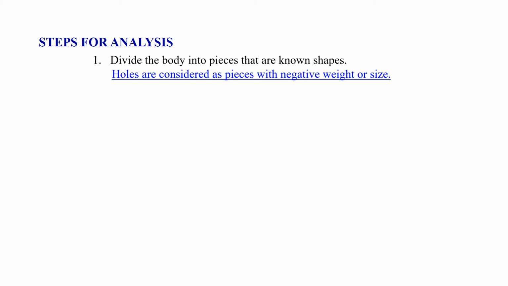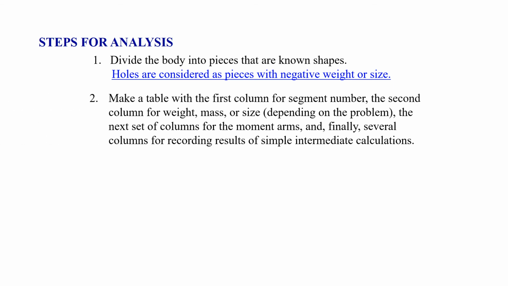First, divide the body into pieces that are known shapes. If you have a hole, you consider that as a piece of the material with a negative weight. So first you'll add the whole object that has the hole, and then you'll remove the portion that is the hole. So you'll have a positive weight followed by a negative weight in that hole, and that will take care of considering a hole in an object.